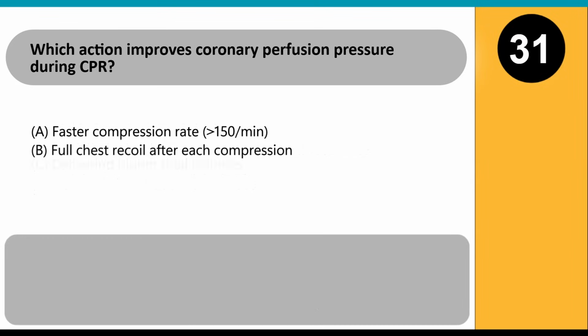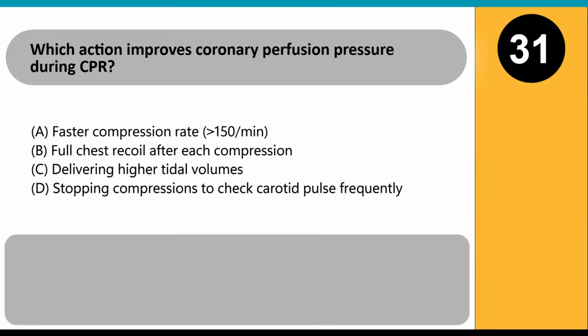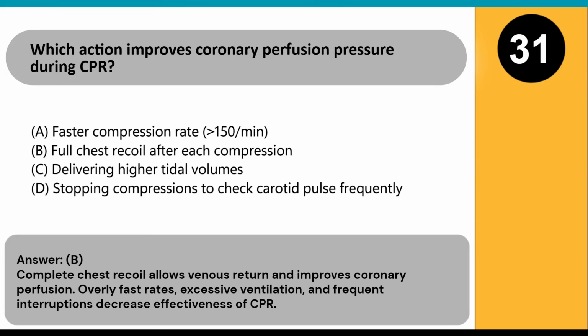Which action improves coronary perfusion pressure during CPR? A. Faster compression rate, greater than 150 per minute. B. Full chest recoil after each compression. C. Delivering higher tidal volumes. D. Stopping compressions to check carotid pulse frequently. Answer: B. Complete chest recoil allows venous return and improves coronary perfusion. Overly fast rates, excessive ventilation, and frequent interruptions decrease effectiveness of CPR.